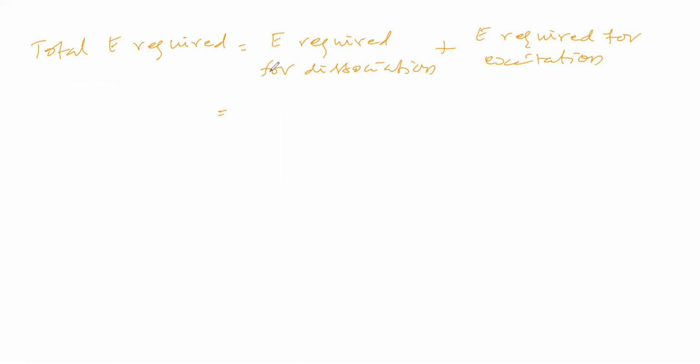Energy required for dissociation is 17.83 kilojoule. Then energy required for excitation is 80.36 kilojoule. Therefore, total energy required is 98.19 kilojoule. So this amount of energy is required in total for this process. Okay, let us go for the next sum.